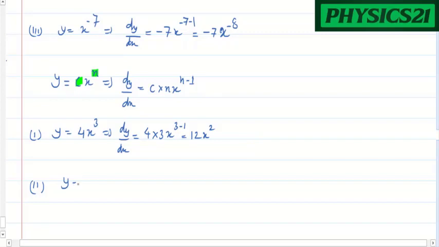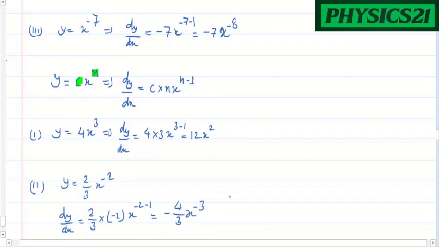Now another example. If there is y is equal to 2 by 3 x raised to power minus 2. As we differentiate, dy divided by dx by the common rule is 2 divided by 3 multiplied by minus 2, x raised to power minus 2 minus 1. Now solve it. We get minus 4 by 3 x raised to power minus 3. That will be the derivative.